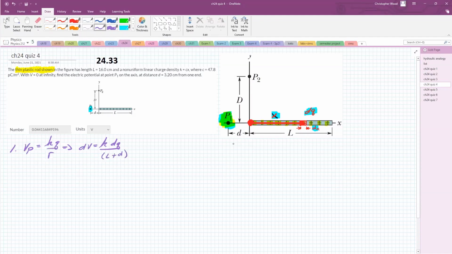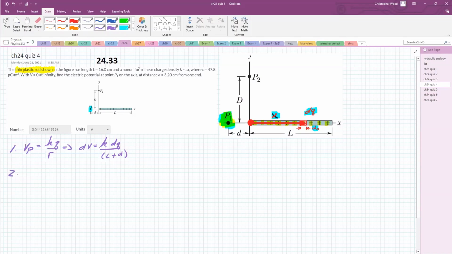Okay. So what's the distance between my source charge, my differential, my teeny tiny source charge dq, and Probert? It's big L plus little d. Okay. And I'm using differentials because anything that's differentially sized is point sized, and I know how to deal with points. Now let's talk about DQ.